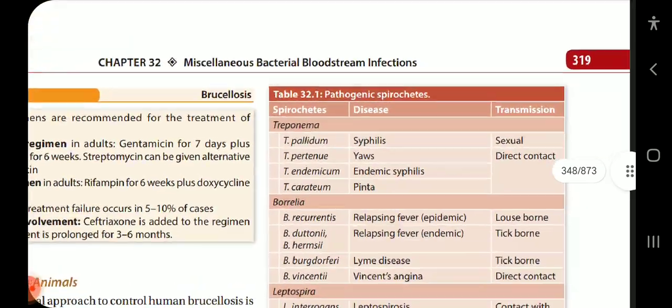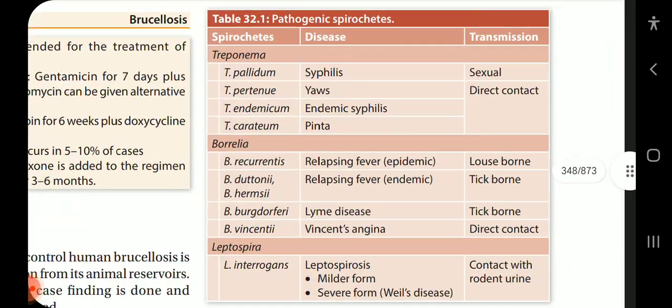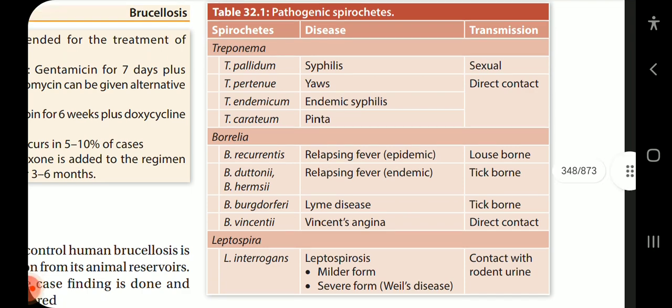Now coming to pathogenic spirochetes, first is Treponema, which has species like Treponema pallidum, which causes syphilis and transmission is through sexual contact. Treponema pertenue, which causes yaws with direct contact. Treponema endemicum, which causes endemic syphilis with direct contact. Treponema carateum, which causes pinta with direct contact.